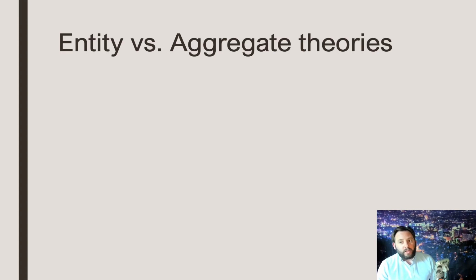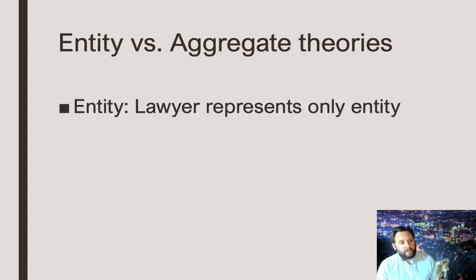on whether we apply an entity or an aggregate theory to a business association. Under an entity theory, that the business is its own separate entity, the lawyer only represents the entity. This is easy when the corporation is clearly separate from people, like Microsoft, some huge corporation out there. It's got its own business, and it's had multiple CEOs. The original founder no longer is even involved in the business anymore. And so it feels very much like a separate entity, and its managers treat it like a separate entity.